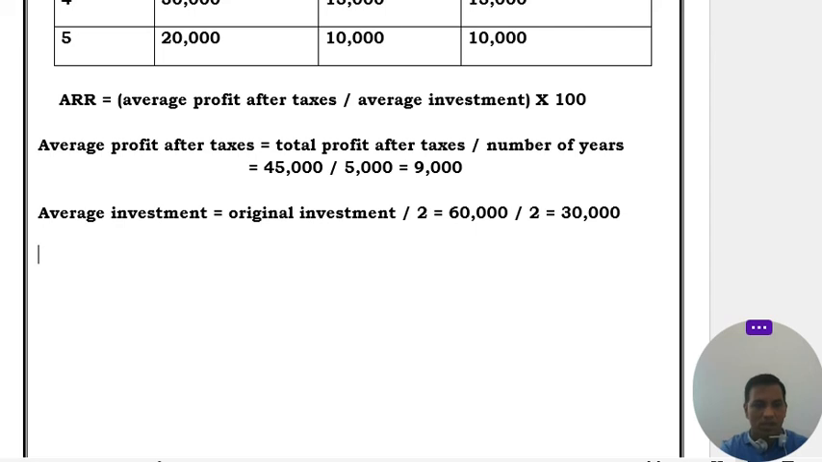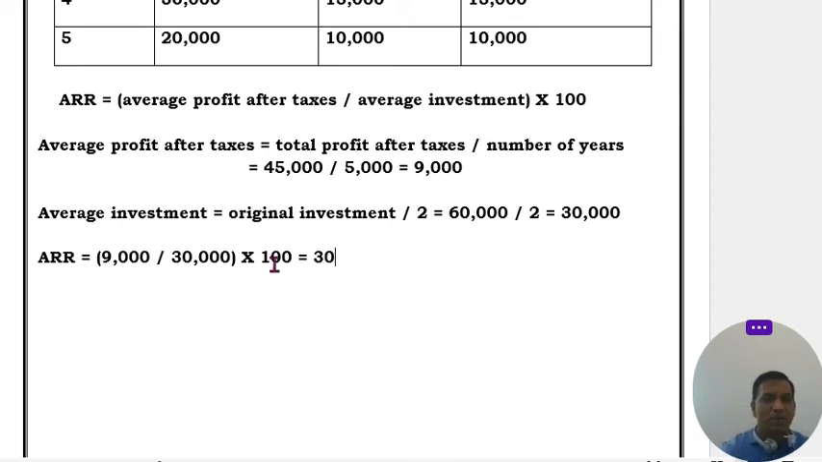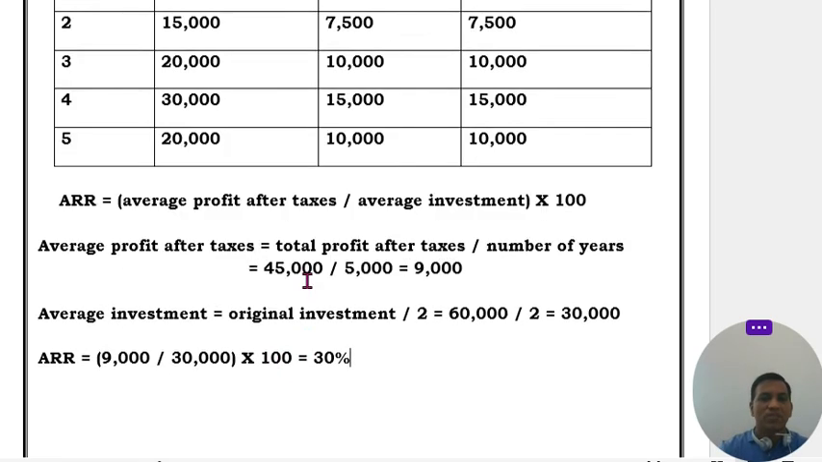So same formula. Now ARR equals average profit after taxes 9,000 divided by average investment 30,000. I'll keep this in brackets. Multiply with 100. Let me take the calculator and do it. 9,000 divided by 30,000 multiplied by 100 is exactly 30%. So ARR of mission F is 30%.